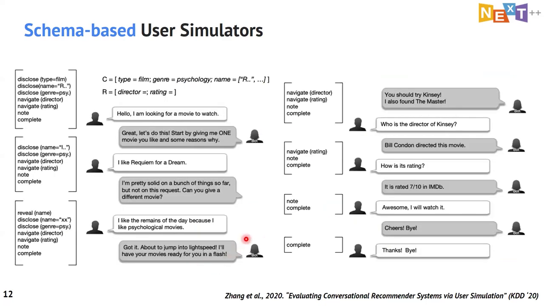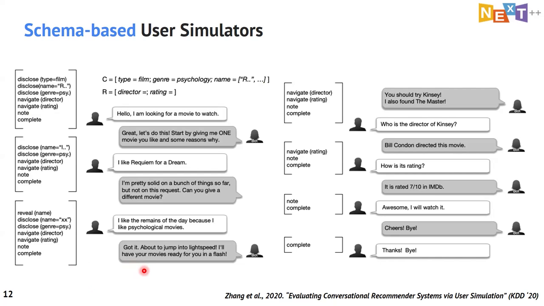Another popular user simulator is the schema or agenda-based user simulator, which is often adopted in task-oriented dialogues or conversational recommendation. In these applications, the conversation can easily be structured into predefined schemas or agendas, which consist of certain types of slots and values, as well as different intents and actions. So this type of user simulator was widely adopted in the pre-LLM era, but generality could be a limitation when applying it to more diverse applications.